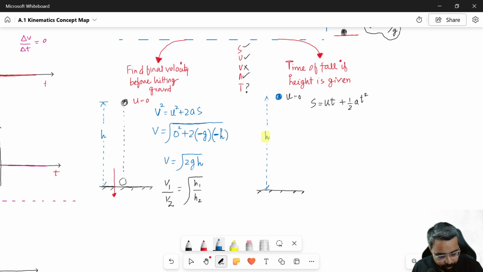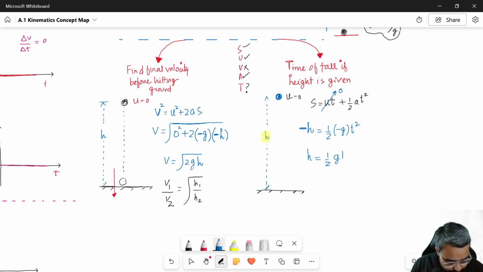So if we put the values, what is the displacement covered? Once again, it is negative h, because it has moved downward. Initial velocity is 0, that's why this term will become 0, and 1 over 2 into negative g into t square. So students, it will become h is equal to 1 over 2 gt square.